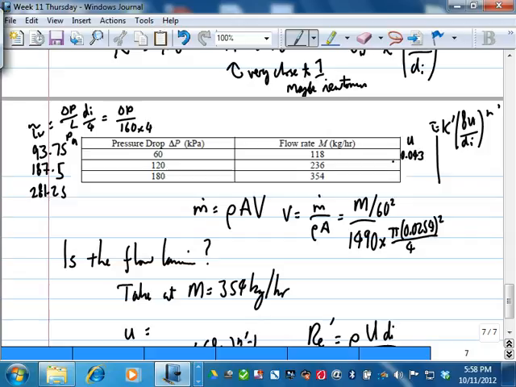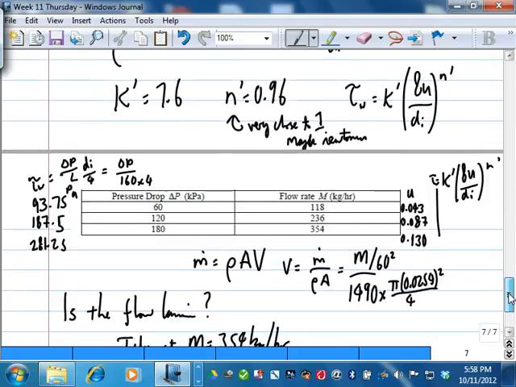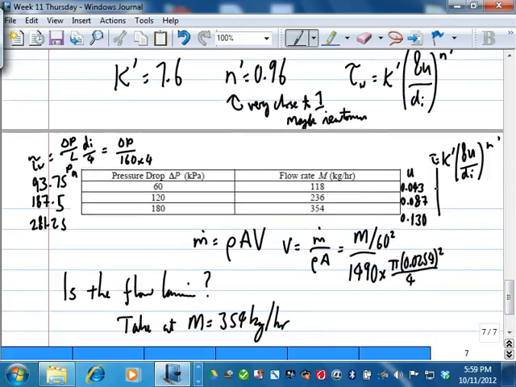What are the others? 236? What's the second one? 0.087. Third one? 0.130. Okay, if you put this inside here, K prime here is what? K prime is 7.6, N prime 0.96. Calculate the shear. Within 5% or not?